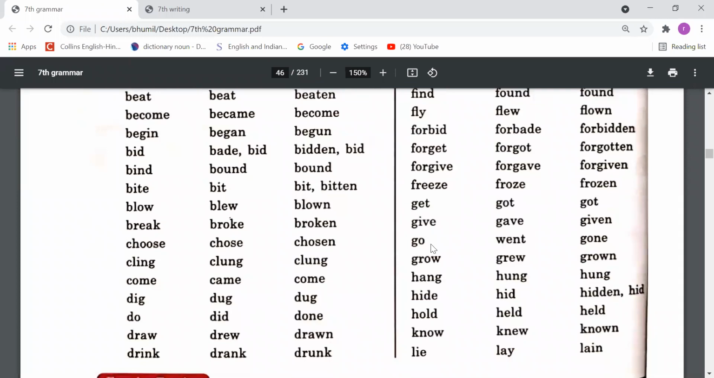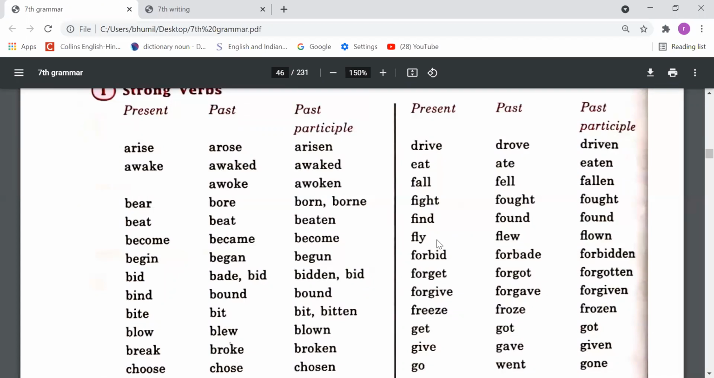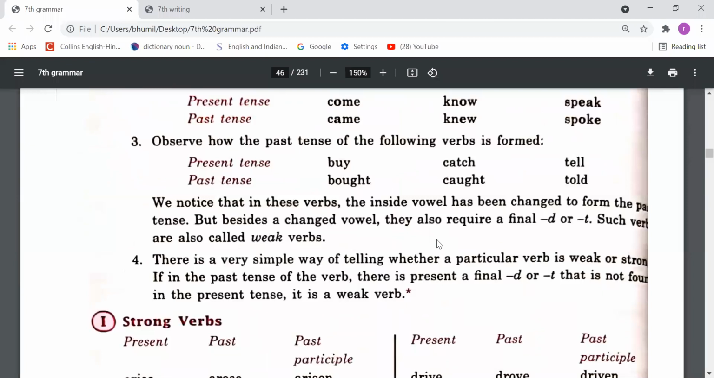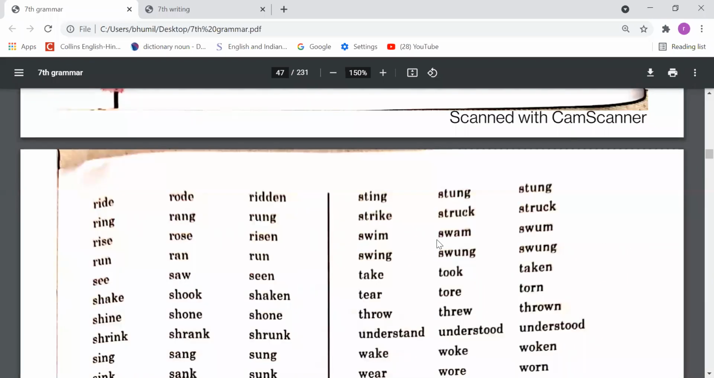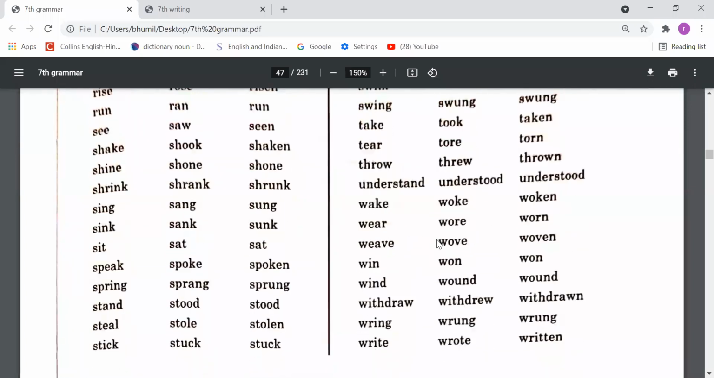So all these verbs, dear students, you have to learn, okay? Because these verbs are very important and we use these verbs in our spoken English and along with this in our written English too. So you should learn these verbs. Please come on the next page. All the verbs you have to learn. Same here also, verbs are written here.